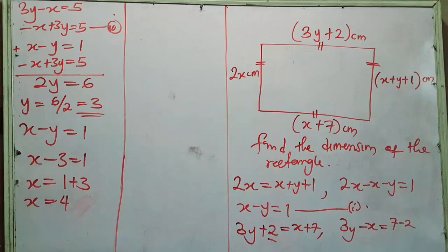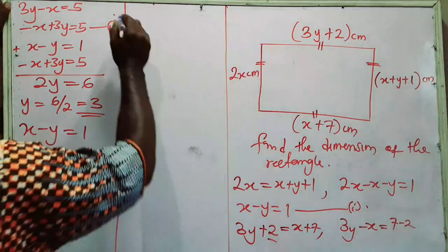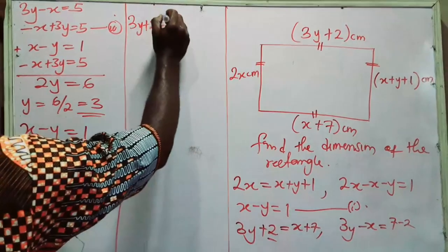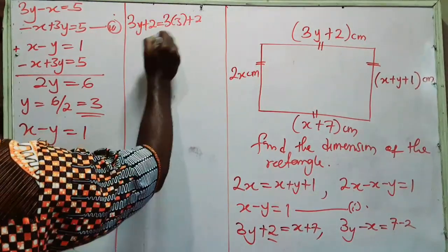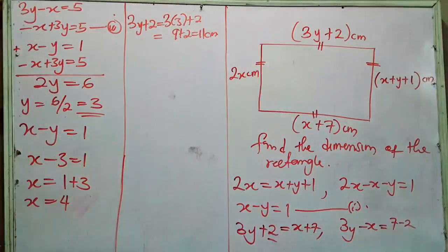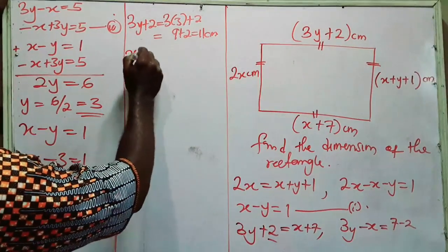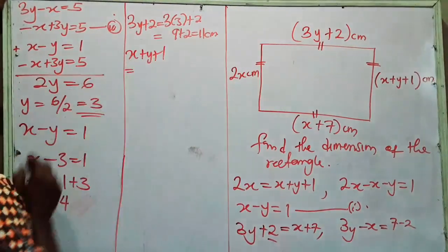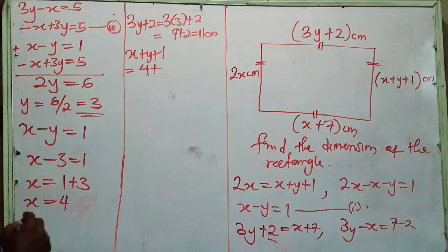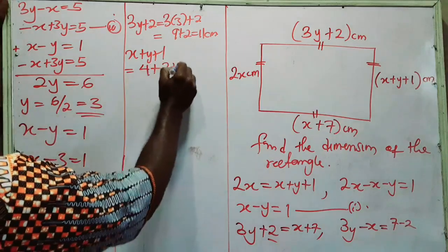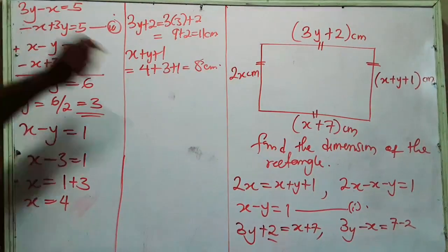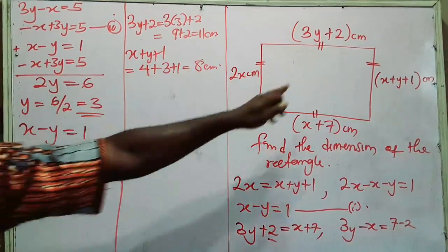So how do we now find the dimensions? The first one is 3y plus 2, and the value of our y is 3. So 3 times 3 plus 2, we have 9 plus 2, which is equal to 11 centimeter. So here is 11 centimeter. Let's find another side. x plus y plus 1 is equal to, our x is 4, 4 plus, our y is 3, plus 1 is equal to 8 centimeter. So we are able to get one side 11 centimeter, another side 8 centimeter.